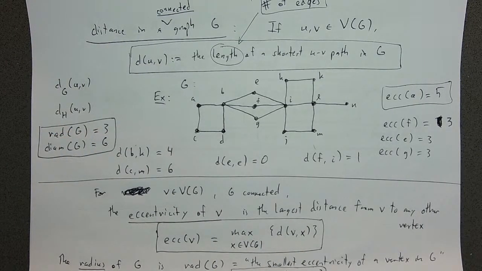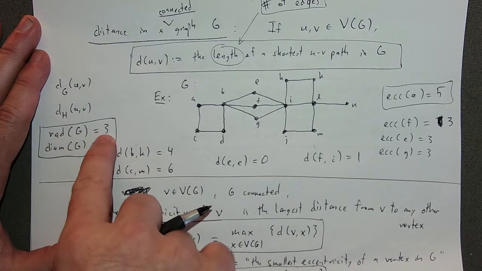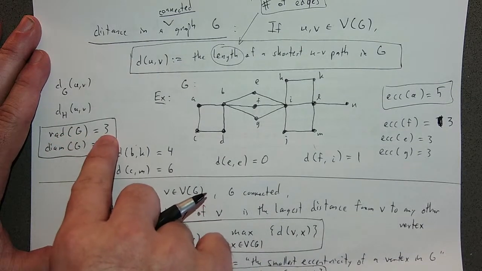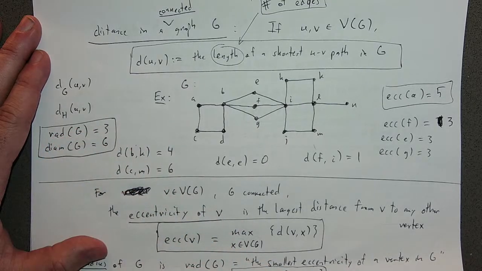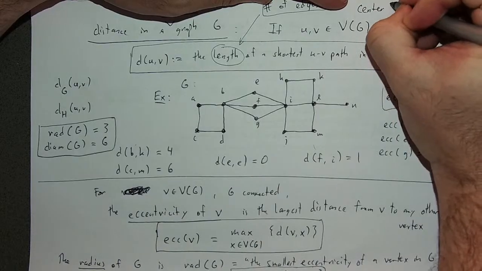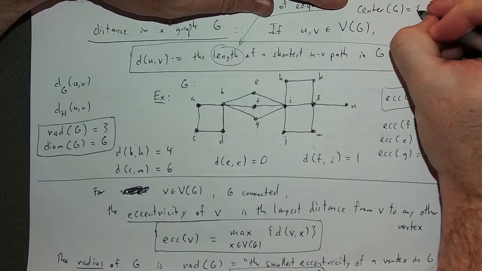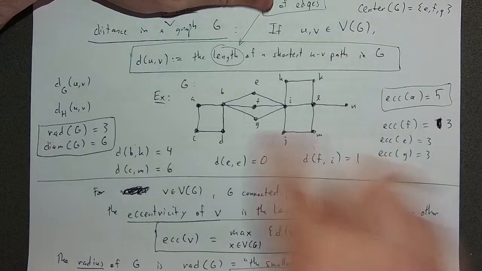And in the process of doing that, we actually found the vertices that make this eccentricity as large or as small as it can be. So what is the set of vertices that have eccentricity equal to the radius of the graph, that is, eccentricity 3? Well, E, F, and G. Those are the only ones. So the center of our graph G in this example consists of the vertices E, F, and G. Those are the center.